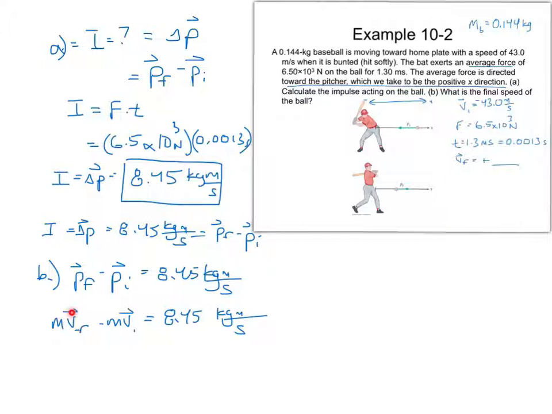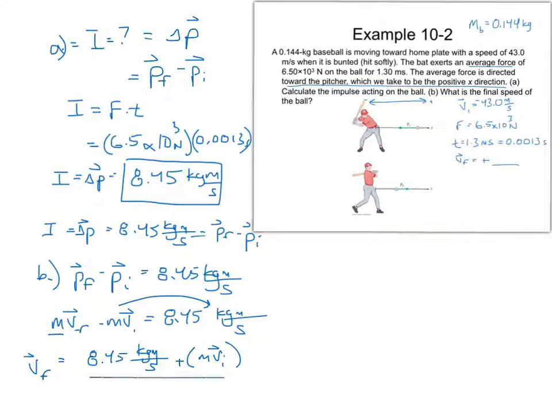So what are we going to do? I'm going to add this mv initial over to that side, and then I'm going to divide everything by the mass of the ball. Okay? So v final equals 8.45 kilogram meters per second. That's our change in momentum, plus mv initial, right? That's our initial momentum. All that divided by the mass. Now we can plug in, because we have a general equation solving for that final velocity right there.